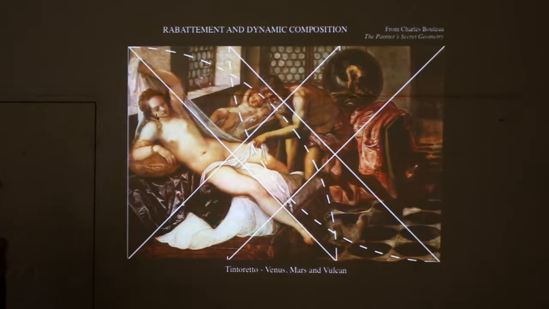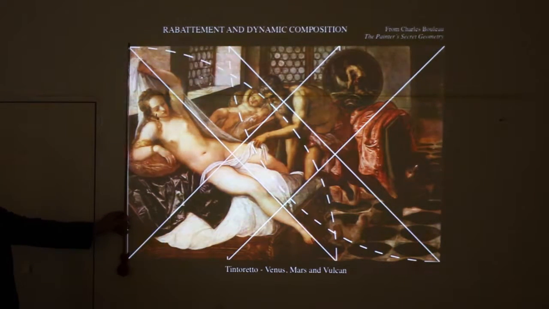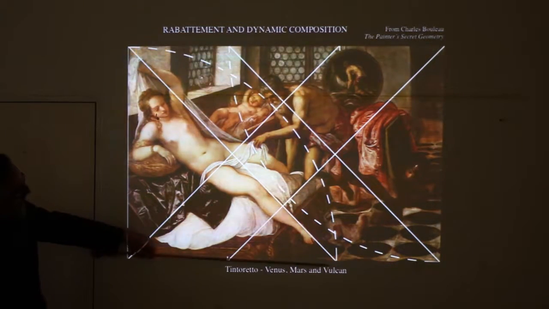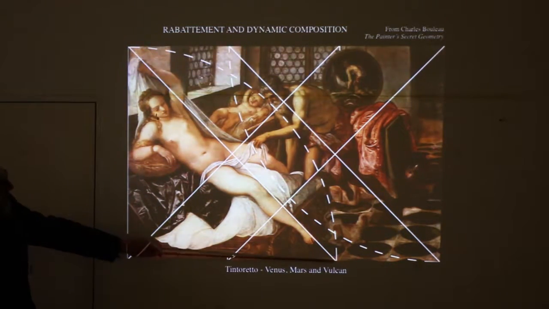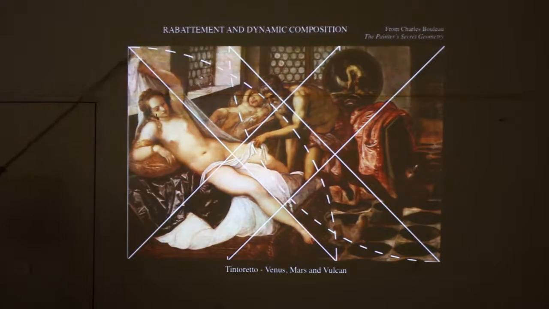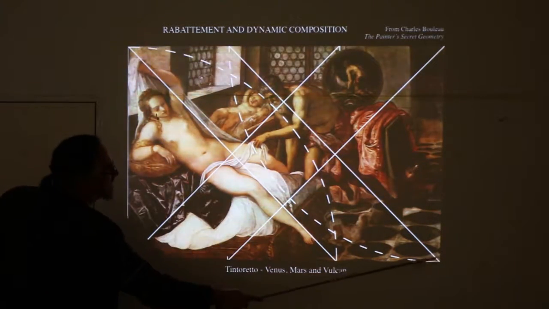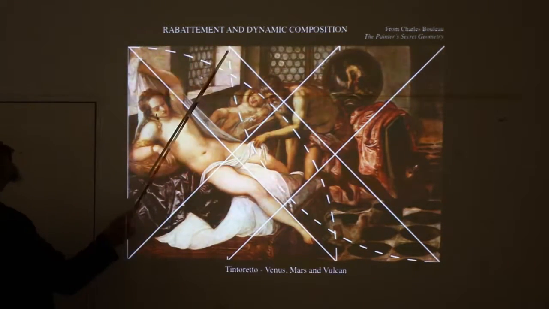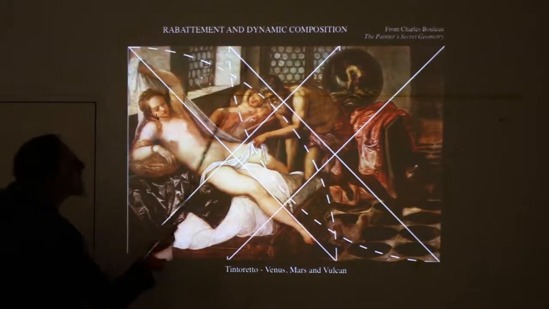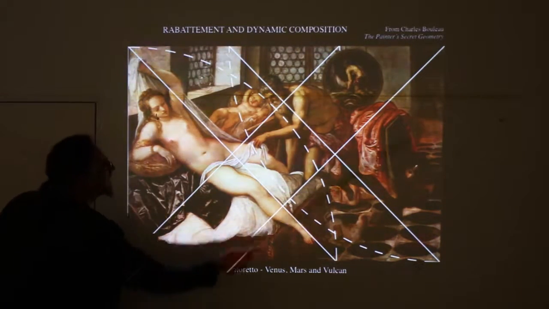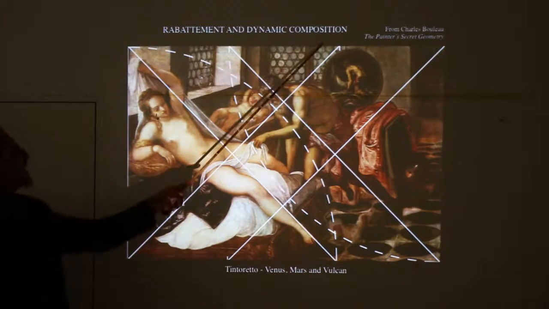Let's use the most simple technique we've learned so far, the rabattement, and simply take this side of the rectangle, bring it down, and then draw a diagonal from that point. And let's repeat that in various directions. So now I'm going to take this, bring it up here, and that gives me this point. So I'll draw another diagonal. And likewise here and here.